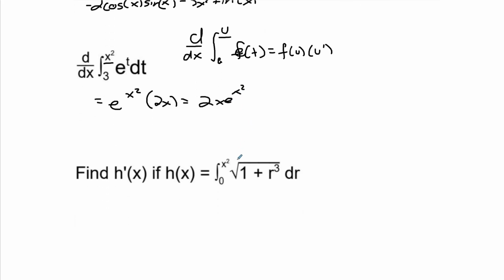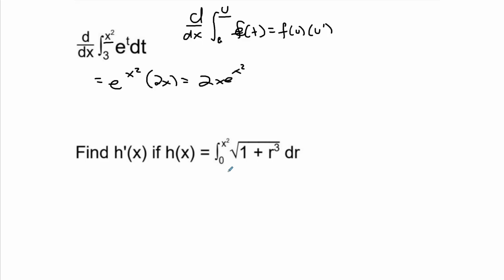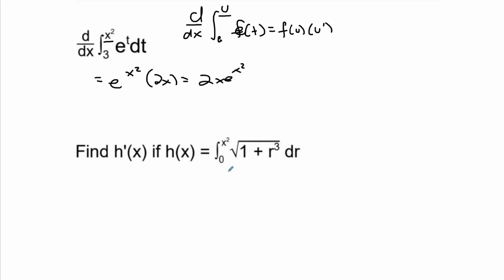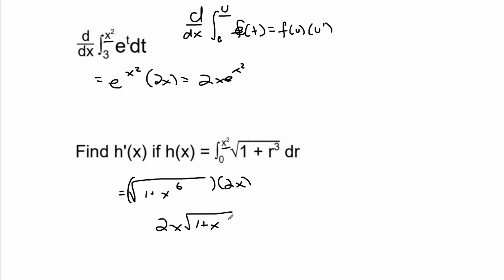And then finally, we have find h prime of x if the integral from 0 to x squared of square root of 1 plus r cubed. So what we're going to do here is we're just going to plug in the x squared, so it's going to be 1 plus x to the 6th, right? And then we have to multiply it by that derivative of x squared, so times 2x, right? So it's going to be 2x square root of 1 plus x to the 6th.